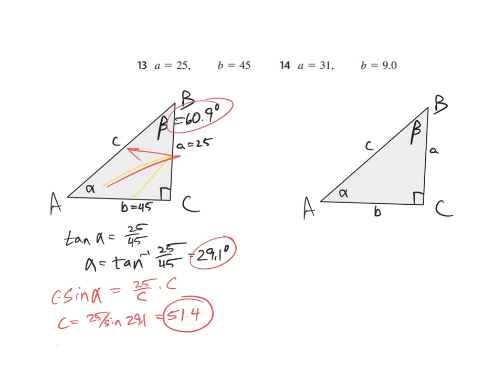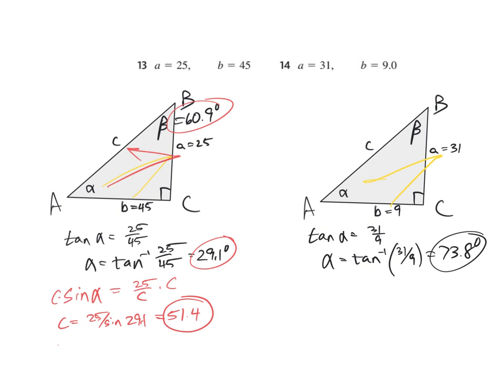All right, 14. A is 31. B is 9. So again, let's use tangent and get alpha. So the tangent of alpha is equal to 31 over 9. So alpha is the arctangent or inverse tangent of 31 over 9. So that is going to be 73.8 degrees. So that's alpha. So 90 minus that, 73.8, and you get 16.2 degrees.